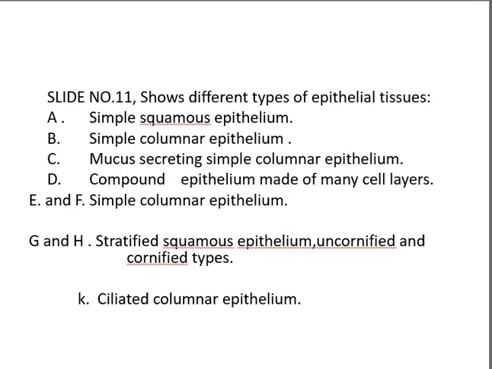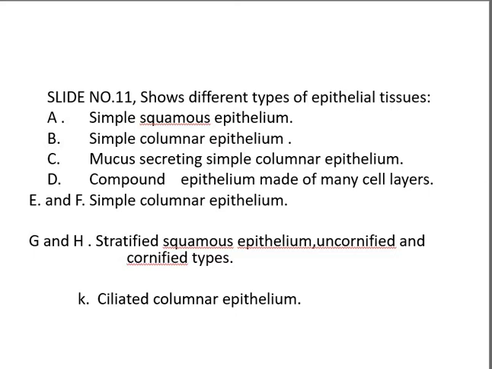Okay, students, slide number 11 shows different types of epithelial tissues. In the coming slide number 11, A is simple squamous epithelium. B shows simple columnar epithelium. C, mucus secreting simple columnar epithelium. D, compound epithelium made of many cell layers.